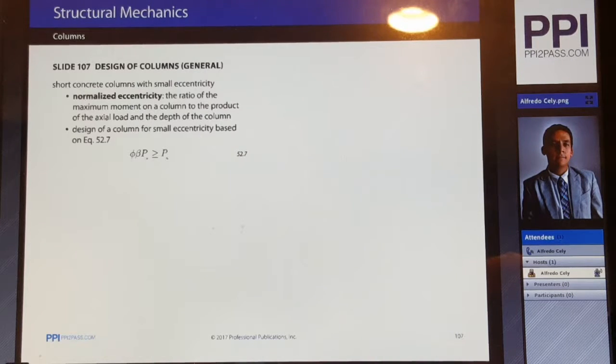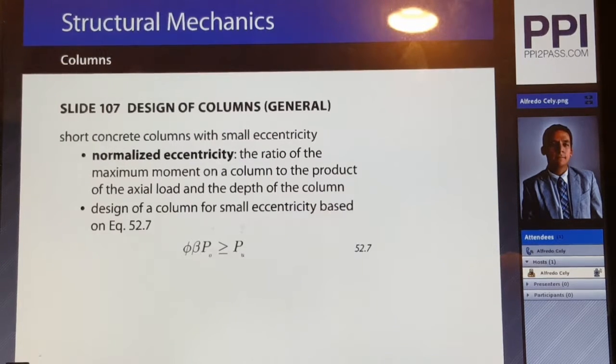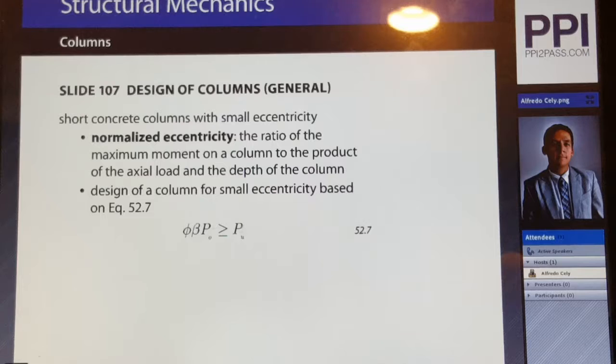Short concrete columns that have small eccentricity. Now we have the normalized eccentricity, which is the ratio of the maximum moment on a column to the product of the axial load and the depth of the column. The design of a column for small eccentricity is based on equation 52.7 of CERM. So let me zoom in so you get a better look at the equation.